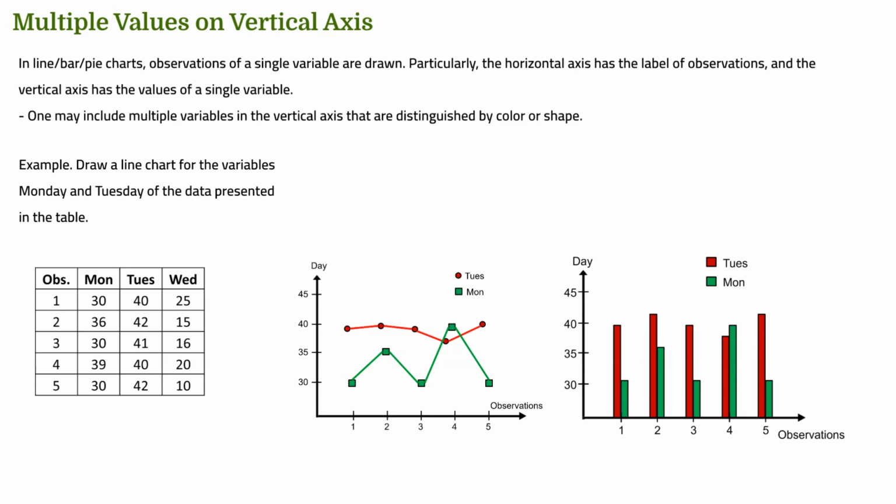For the bar chart, the same thing. We draw bars for them and you can see them side by side. Tuesday in red, Monday in green. And as you can see, this bar chart shows that Tuesday has much larger values except for observation 4.